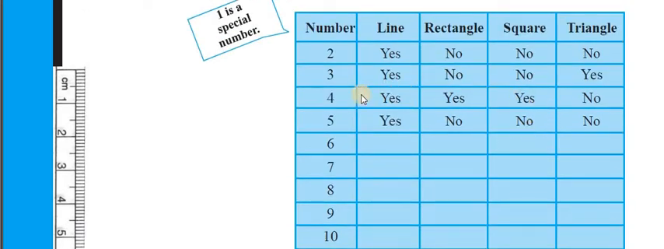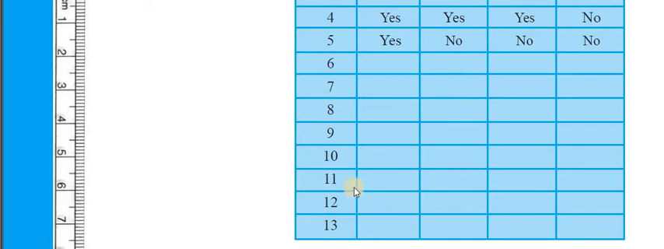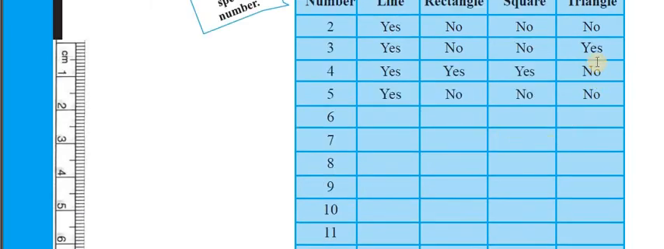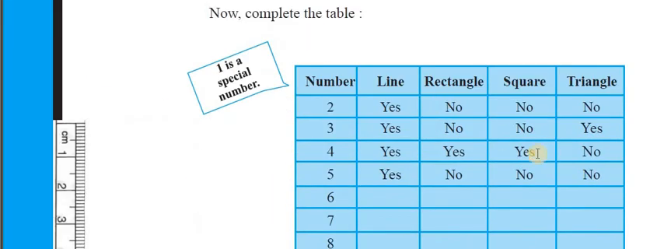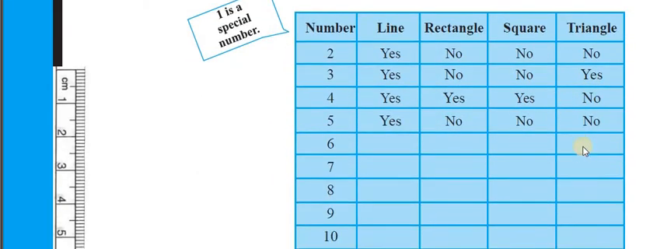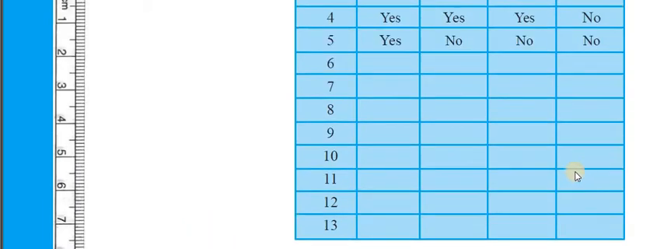And coming to the squares, the perfect squares: 2 twos are 4. Again for 9 you will get a square. And again for 16 you will get a square, because 4 fours are 16. Now coming to triangles, this one we have to check. For 3 dots you will get a triangle. For 6 dots also you will get a triangle. Then again you will get a triangle for 10, 15, and so on. You should check the next triangle number. He said very clearly that the bottom should have more dots and up you will get only 1 dot. That is the rule of a triangle.